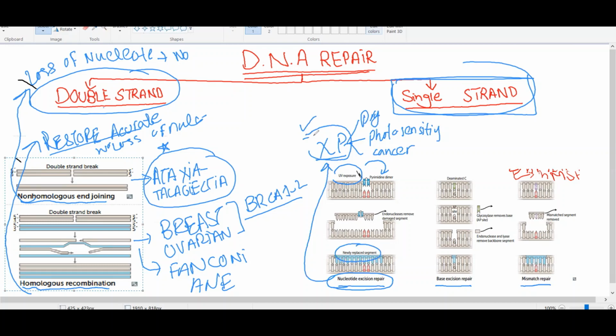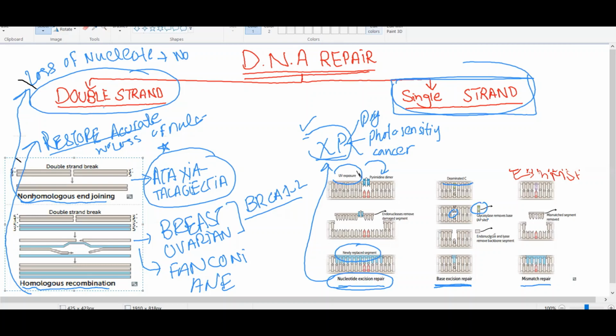Next is the base excision repair. In base excision repair, the base is damaged, deaminated, and then there is a glycosylase that removes this damaged base. This damaged base is removed by the glycosylase enzyme, and there is an AP site formed.